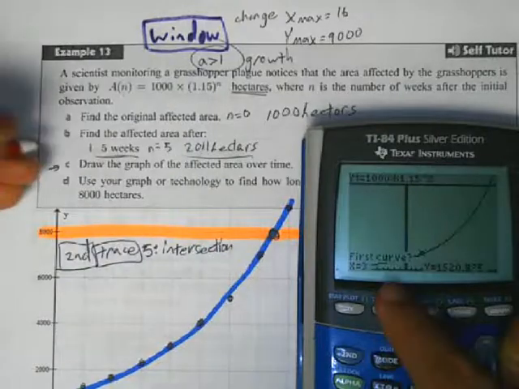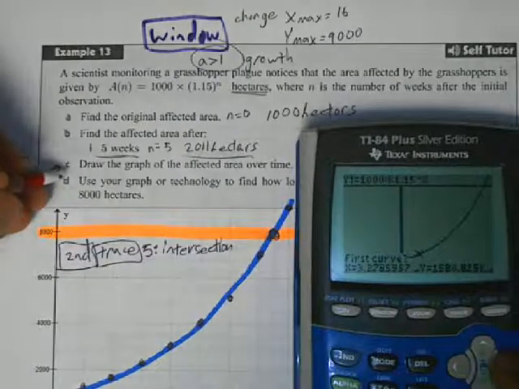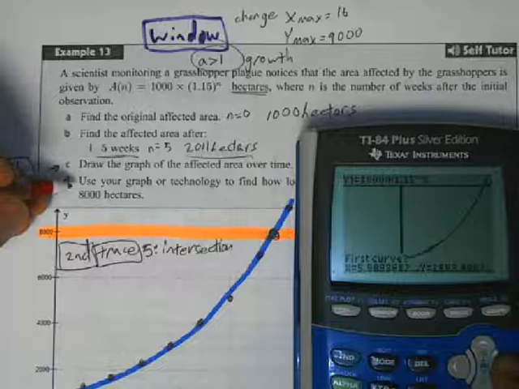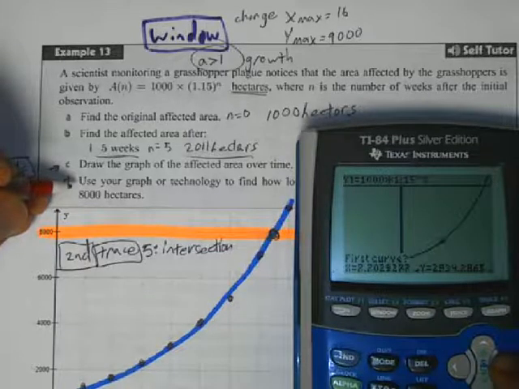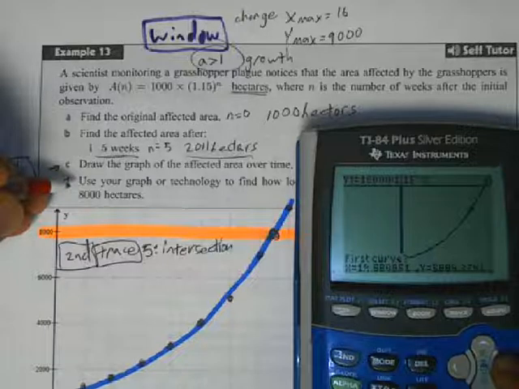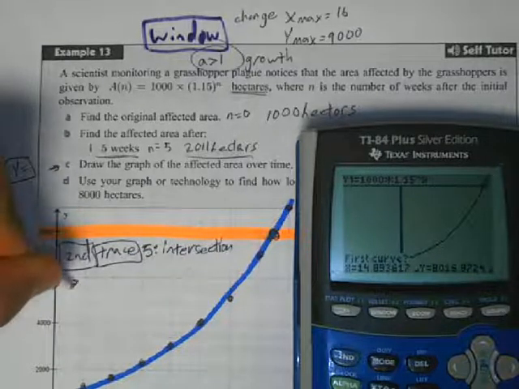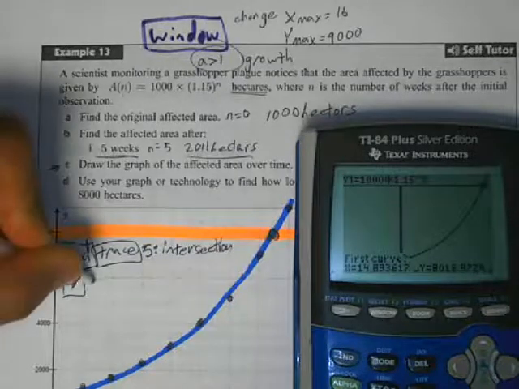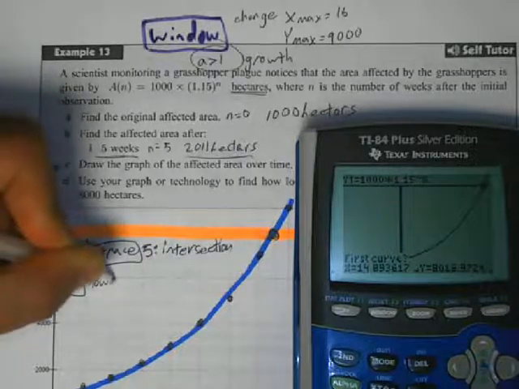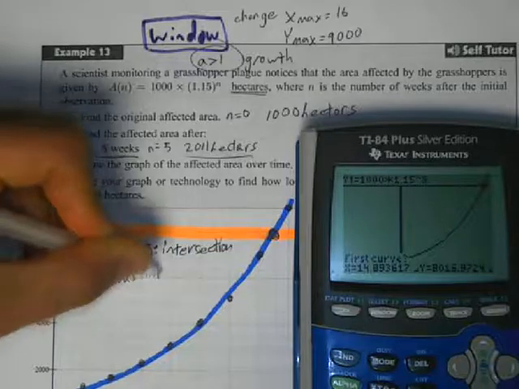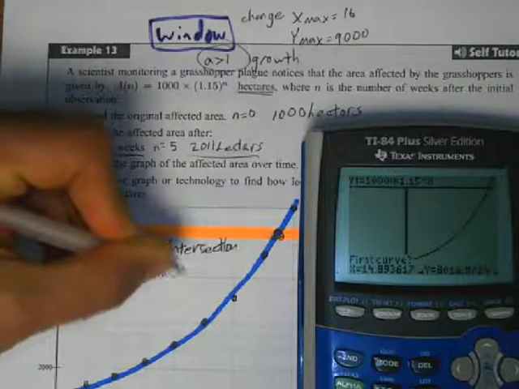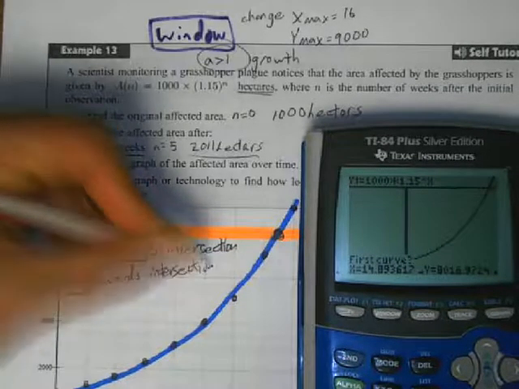And then it says first curve. You should move the arrow pretty close to the intersection. I'm pressing the arrow and I'm moving it closer to the intersection. You can only use the left and right arrows, not the up and down. So we're going to arrow towards the intersection. And then I hit enter.